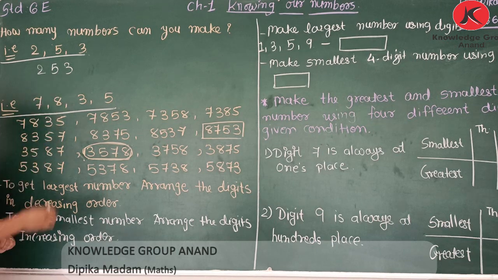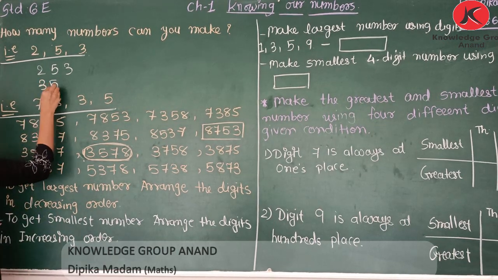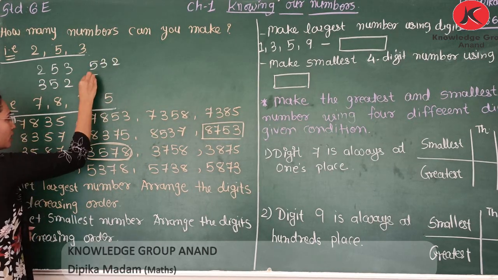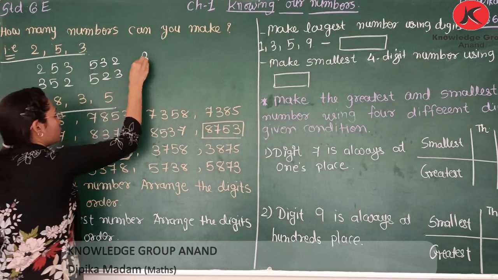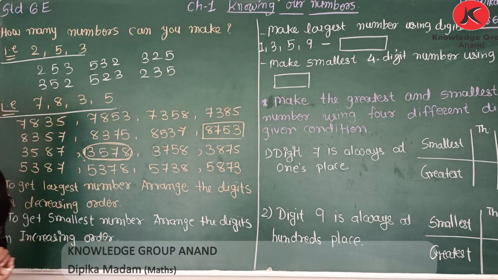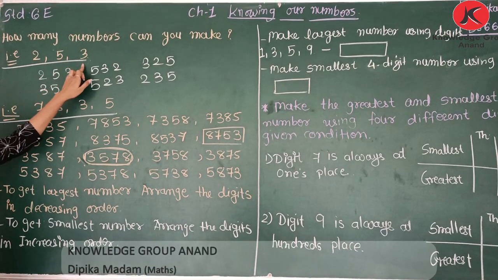Then we can interchange the digits and we can make some more numbers. 352. We can also write 532 or we can write 523. You can also write 325 and 235. We can make this many numbers using 3 digits 2, 5 and 3.